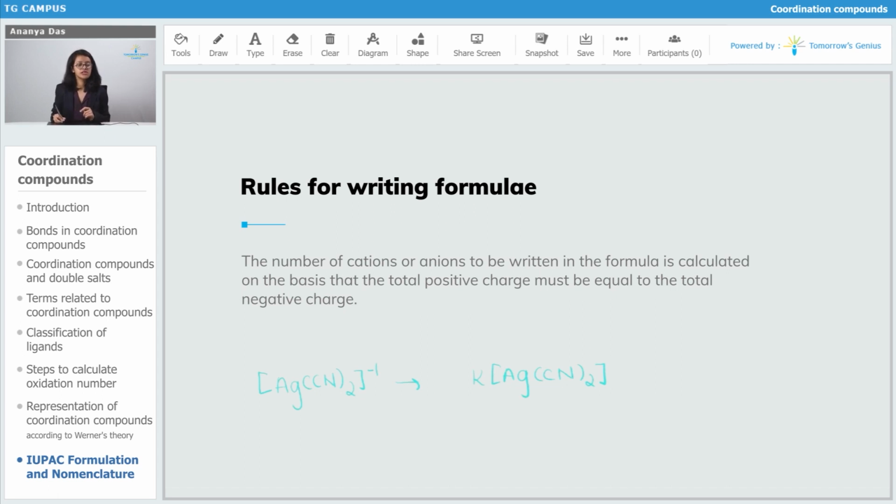So this is what it means by total positive charge must be equal to the total negative charge. The +1 of potassium is equal to the -1 of [Ag(CN)2], and the +1 cancels the -1, and the charge on the total compound comes out to be 0.